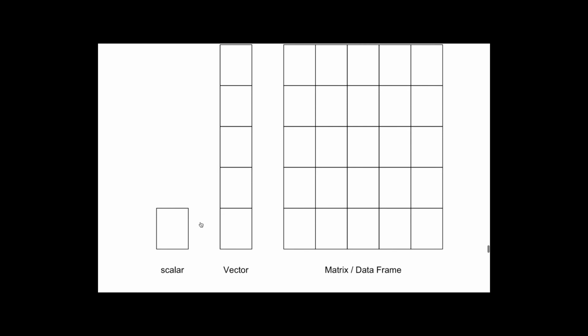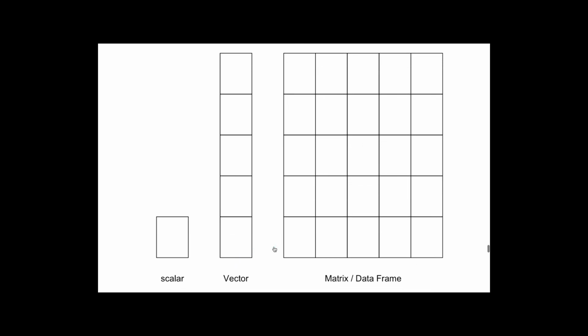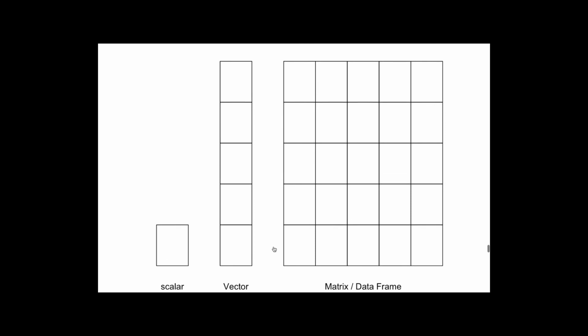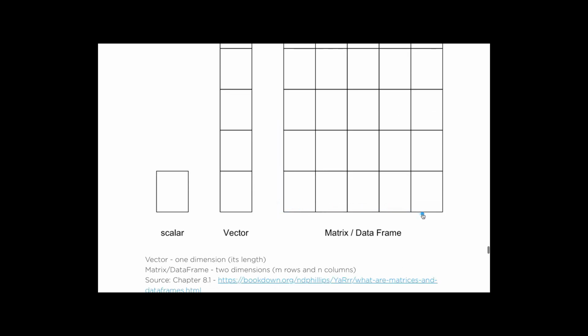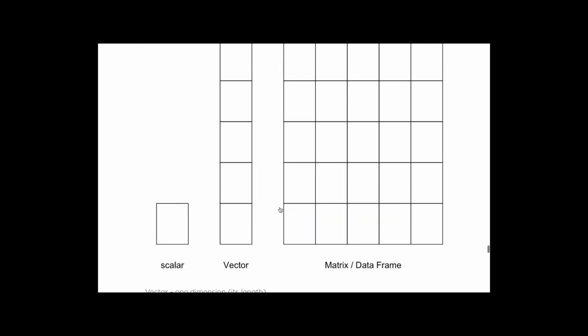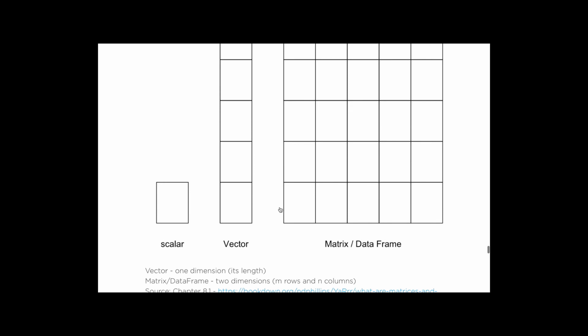So here's our summary. We have a scalar, which is just a vector of length 1. Then we have a vector, or 1D, one-dimensional array, as in Python. And we have a matrix in data frames, which is 2-dimensional. Just recall in Python it will be 2-dimensional array. In R it will be a matrix.